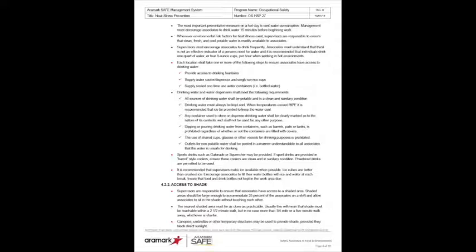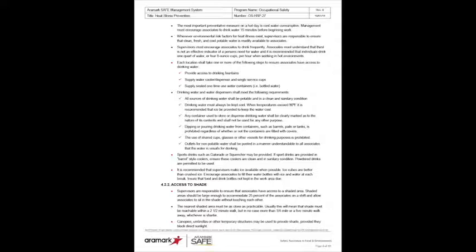Access to shade. Supervisors are responsible to ensure that associates have access to shaded areas. Shaded areas should be large enough to accommodate 25% of the associates on a shift and allow associates to sit in the shade without touching each other. The nearest shaded area must be as close as practical. Usually, this will mean that the shade must be reachable within a 2.5-minute walk, but in no case more than a quarter-mile or 5-minute walk.